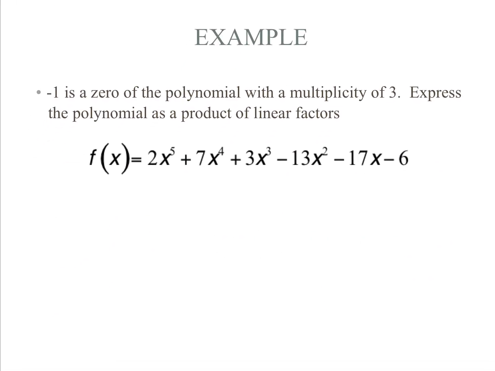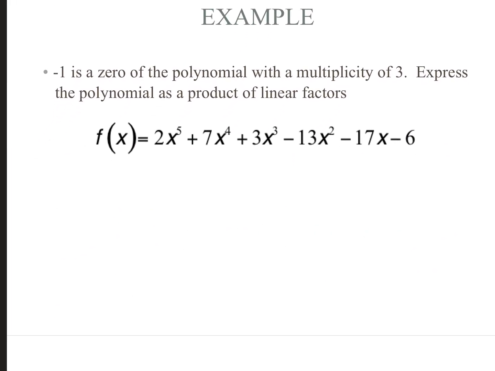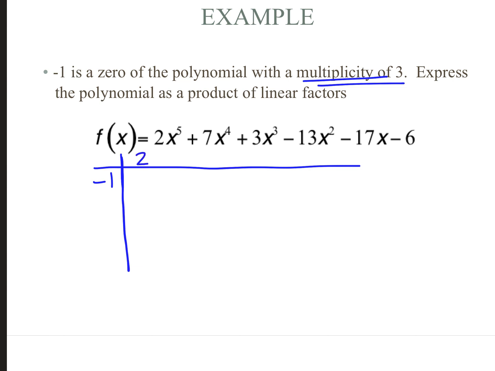Let's try a next example. Again, you can read for yourself, but it says that negative 1 is a 0 of a polynomial with multiplicity of 3. That means that when I put negative 1 through synthetic division, it's going to work 3 times. So let's put it through at least once and prove that to ourselves.